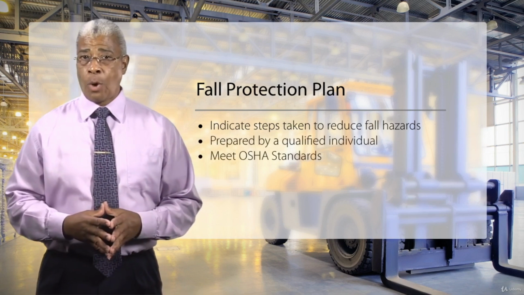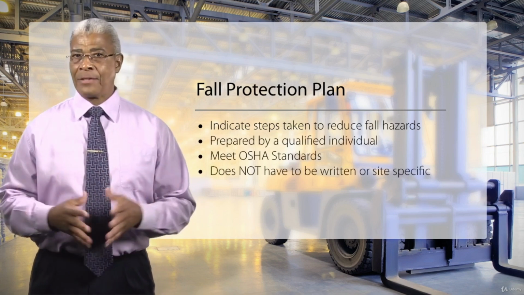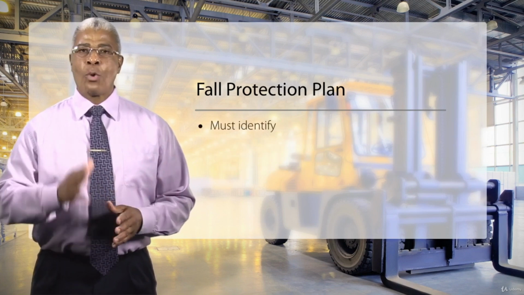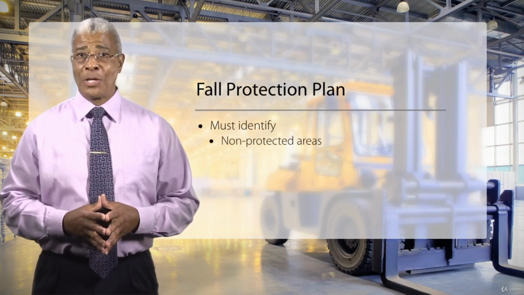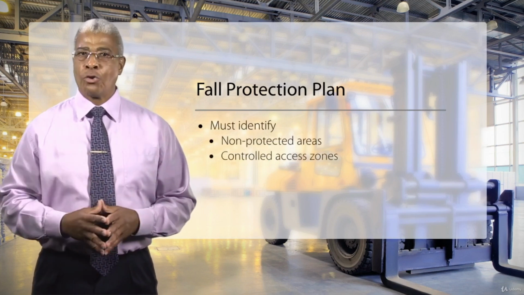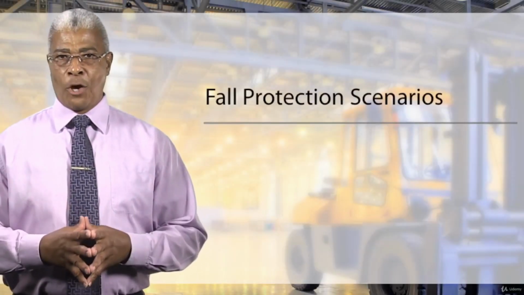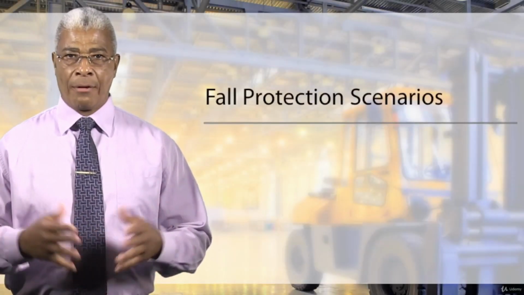Although fall protection is a requirement, it does not have to be written, nor does it have to be site specific. Fall protection plans do, however, have to identify the locations where conventional fall protection methods are not able to be used and set up areas known as controlled access zones, along with any needed monitoring systems. Employees must expect fall protection be provided at any worksite where there are fall hazards.